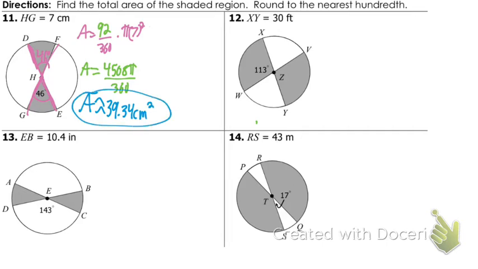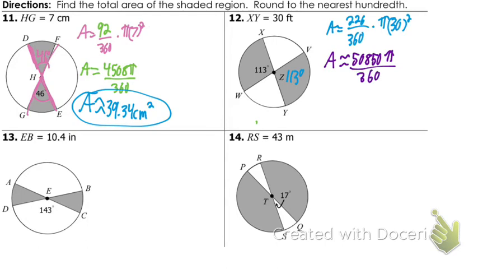12, same idea. Central angles are vertical angles here, so this one is 113 degrees as well. So our area is, well, 113 plus 113, or doubled if you would prefer, is 226. So we want 226 degrees of the total 360 degrees times pi times 30 squared. Multiply straight across and let our calculator do some work, and we get 50,850 pi divided by 360. Approximate it. Oh, I shouldn't have done approximates in the last one. That was equal. And we end up getting 443.75 square feet.